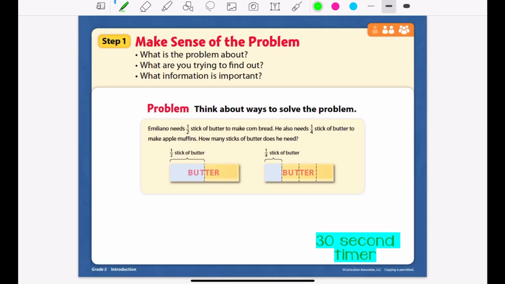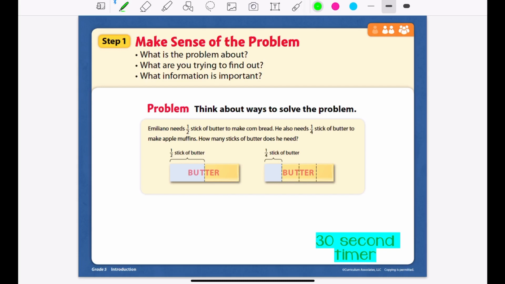We're on number 1, which if you're following along in your packet is going to be on page 94. So in grade 4, you guys learned that adding and subtracting fractions is really similar to adding and subtracting whole numbers. So I want you to go ahead and take a look at the first problem. I'll go ahead and read it aloud, and then I'll give you a little time to reflect over it. As I'm reading this, I want you to think about ways you can solve the problem.